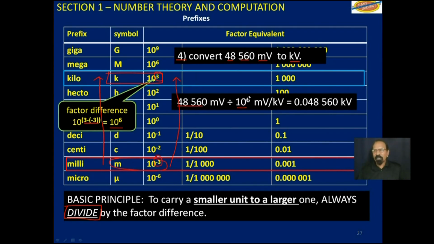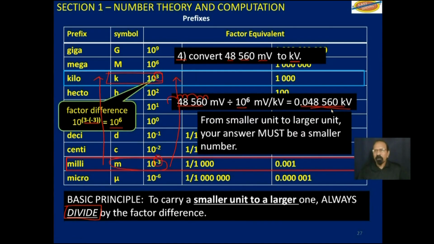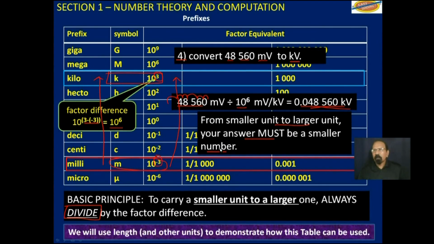You shift the point 6 places to the left, 1, 2, 3, 4, 5, add a 0. So you get this answer, in kilovolts. From smaller unit to larger unit, your answer must always be smaller. Yes, and I know we are using volts here, but the same principle applies for length.